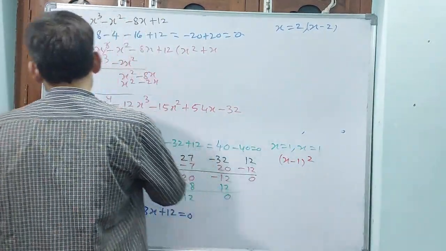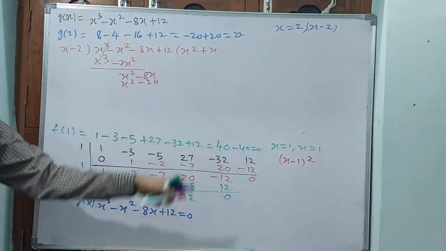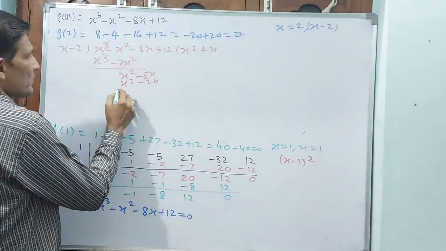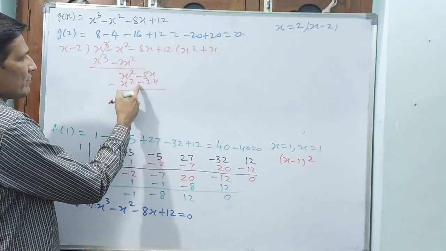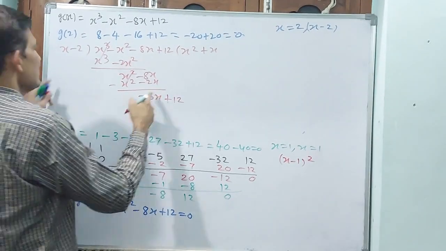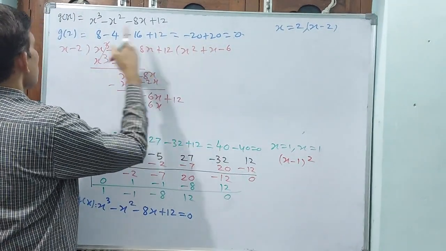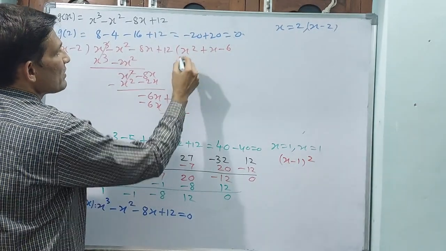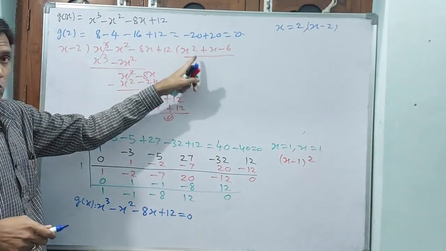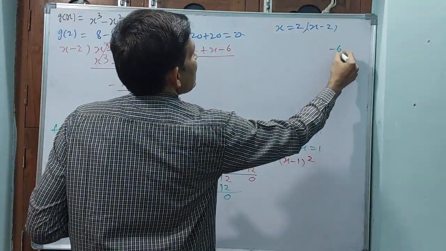Let's see, up till now we have got 3 roots. Among 5, 3 roots we have received: x is equal to 1, x is equal to 1, x is equal to 2. We require only the remaining 2 roots. This is going to become minus 8 plus 2, minus 6x, plus 12 will be there. Minus 6x you have to take, and minus of minus 12 gives 0. That means this quadratic equation you have to solve. If you solve this quadratic equation, then you are going to get 2 roots. Total 5 roots.